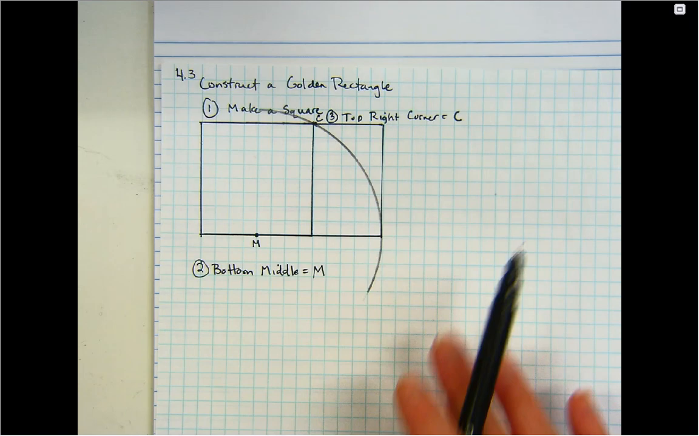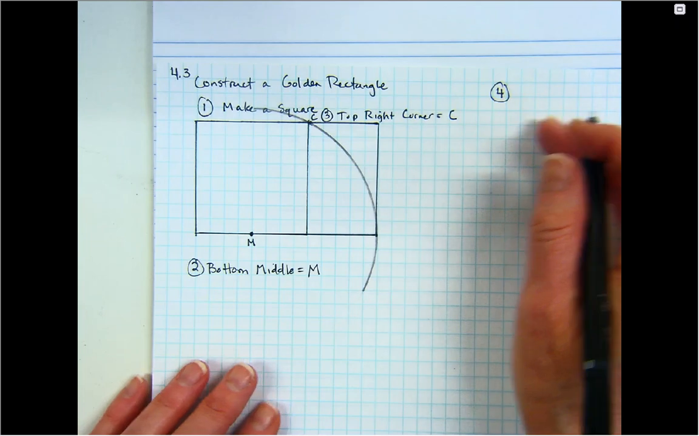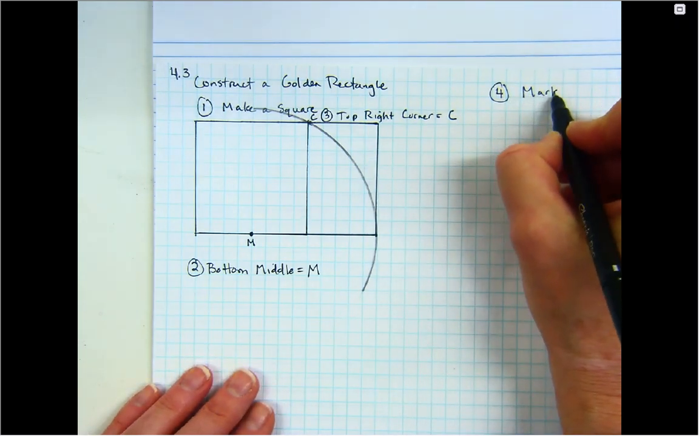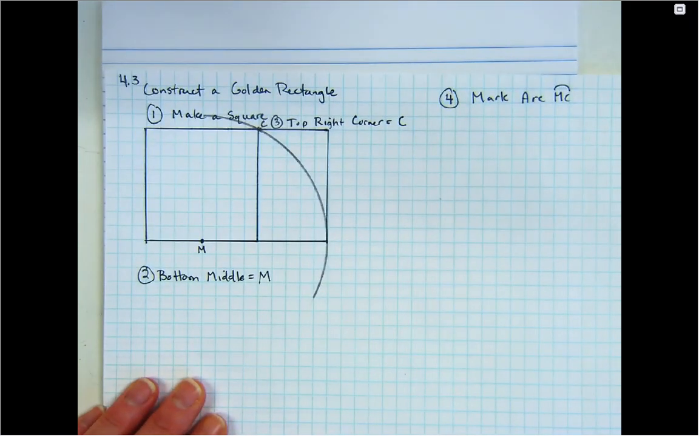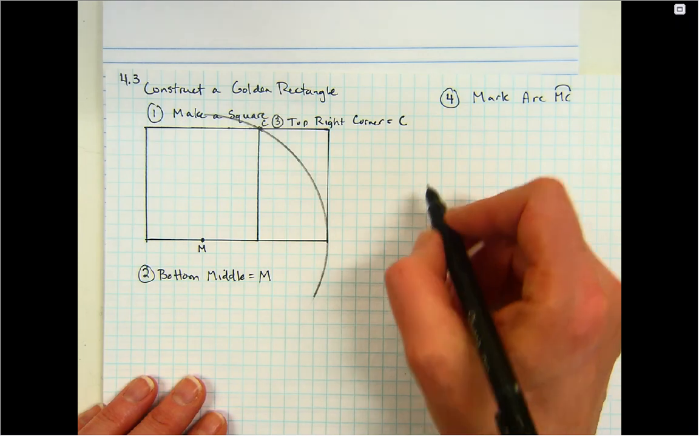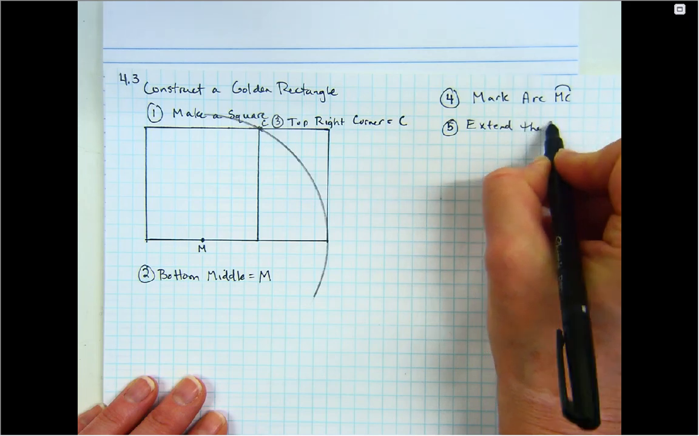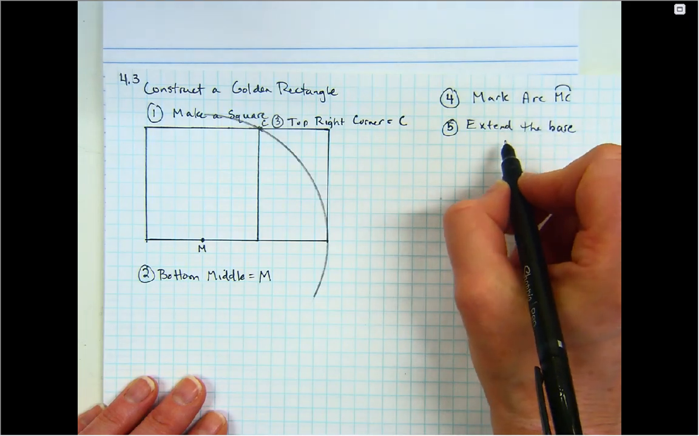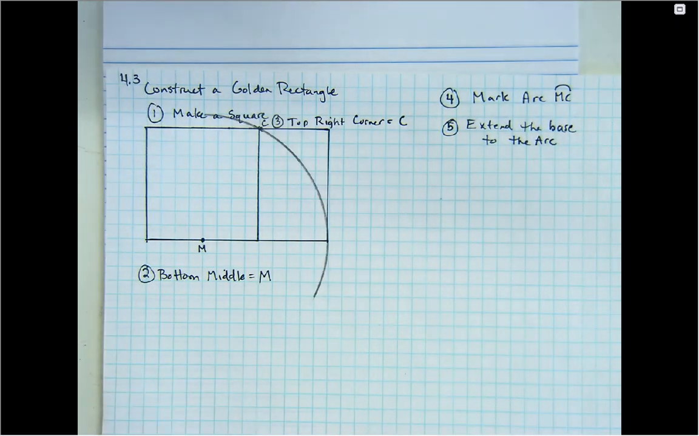So let's write down that we just did that. We did number four, mark the arc MC. Number five, extend the base to the arc. That's how we get our length for our rectangle. And by the way, we put M on the bottom. If you use two other corners for M and C, then you get a vertical golden rectangle.